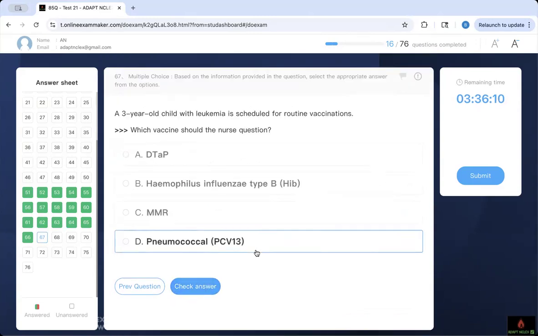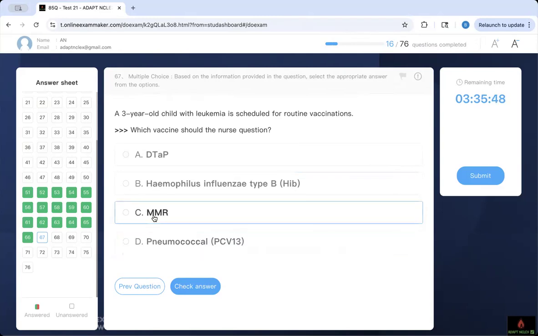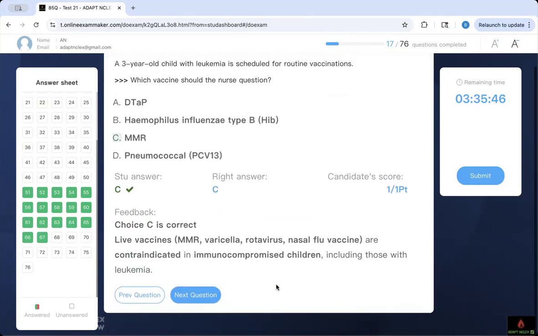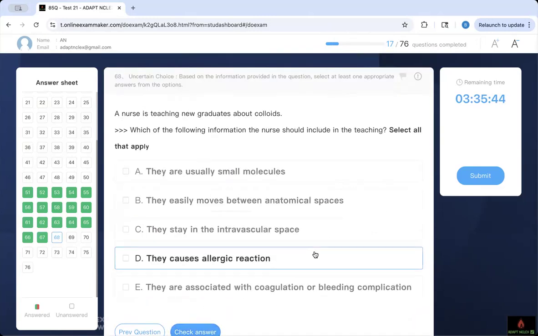A 3-year-old child with leukemia is scheduled for routine vaccination. Which vaccination should the nurse question? This is a key word. The buzzword is leukemia, and leukemia should not get a live vaccine. Then you look at the answer choices. Which one is a live vaccine? DTaP, Haemophilus influenzae type B, MMR, and then pneumococcal. Thinking about it, you know MMR is a live vaccine. Stay away from it.